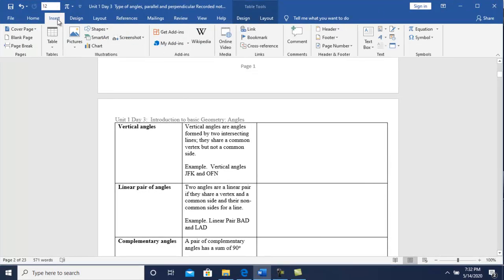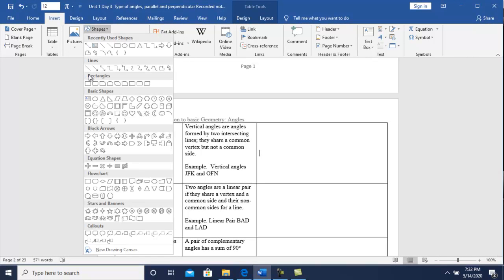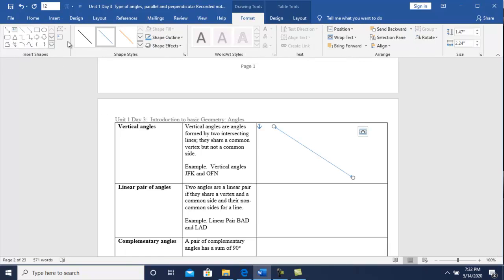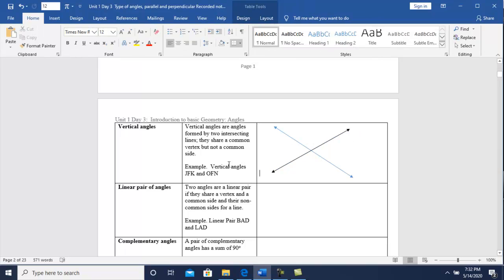Alright, so first thing we're going to do is draw two lines. Now again, you can make vertical angles. It doesn't have to be lines, but for now we're going to just use them. It can be formed by rays, or by line segments, but we'll just stick with this for now. Okay, so here we go. We've got two lines. Now if you look at the angles here, you've got JFK and OFN.